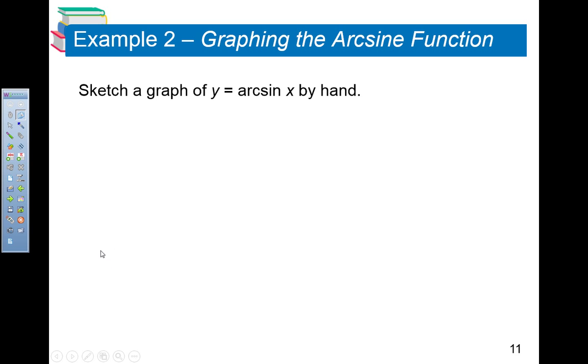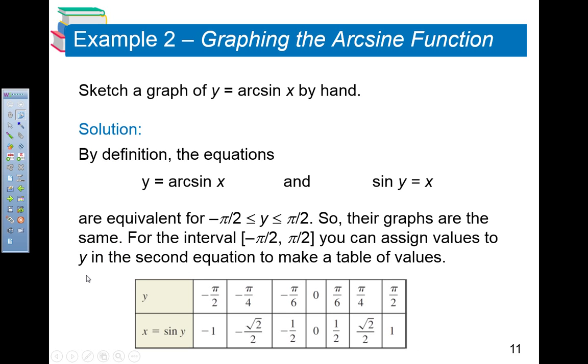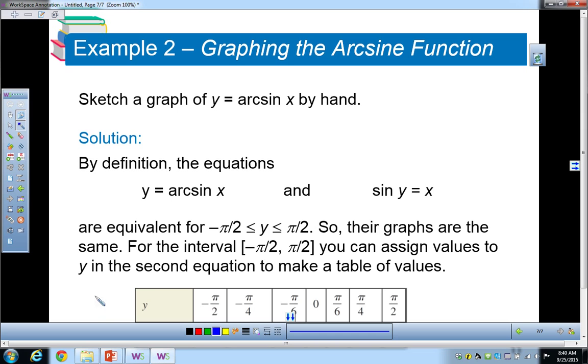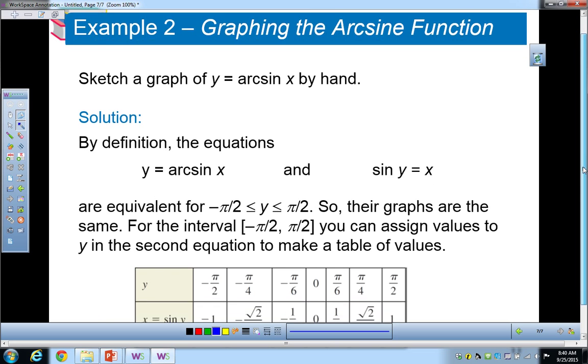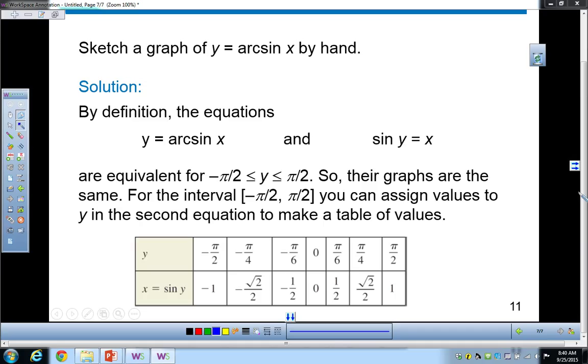Sketch a graph of arc sine by hand. I'm just going to show you what it looks like, where it comes from, okay? So, for this one, sketch the graph of arc sine by hand. Notice that these are the values down here. These are the values that you would normally plug in for x into y equals sine of x, right? But in an inverse trig function, the x and the y's switch places, right? So x is the sine of y, which means if I take the sine of this, I get -1. If I take the sine of this, I get -√2 over 2, and so on and so forth.